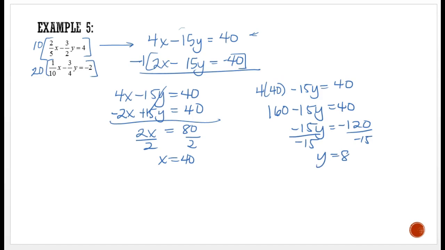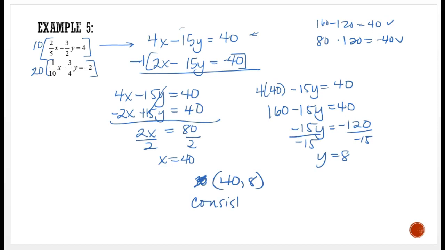All right? So I can come back and check my answers if I want. That'd be 160 minus 120 equals 40. That is a true statement. In the second equation, that would make it 80 minus 120, which is negative 40. So that's a true statement as well. So this has a solution. Oopsies. 40 and 8 is my solution. Since it has one unique solution, it is consistent and it is independent.